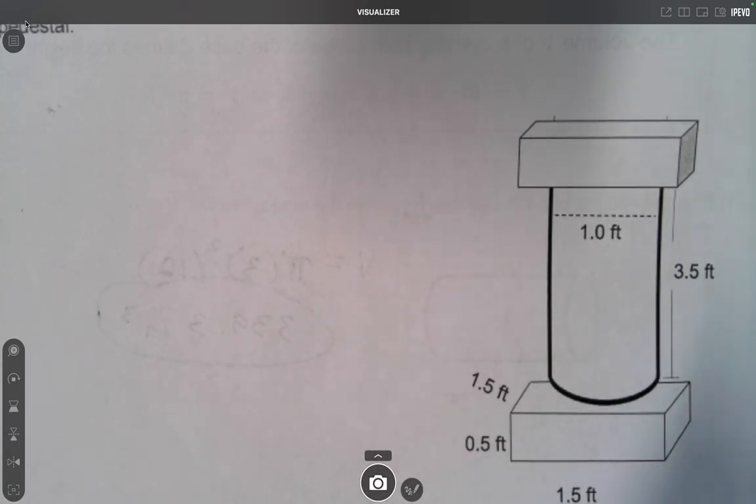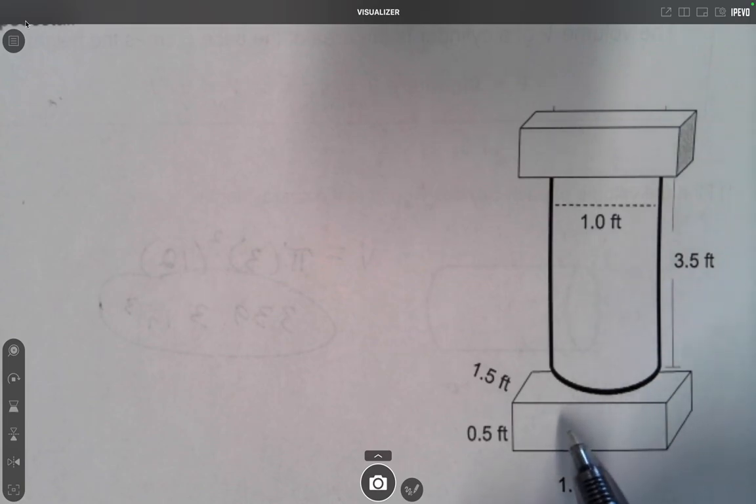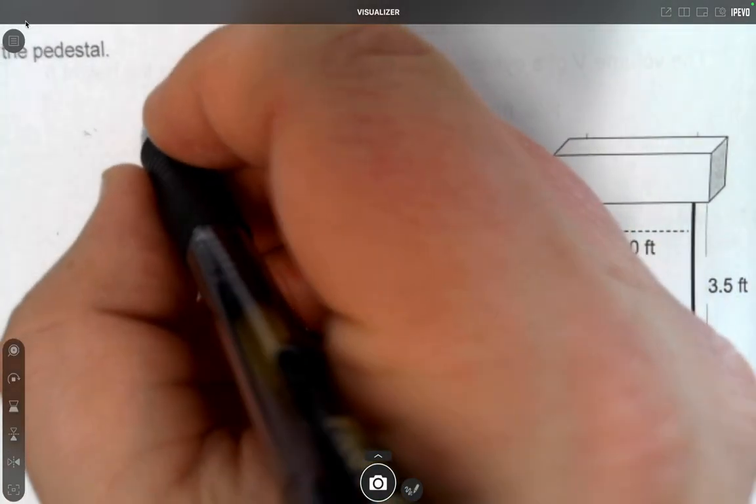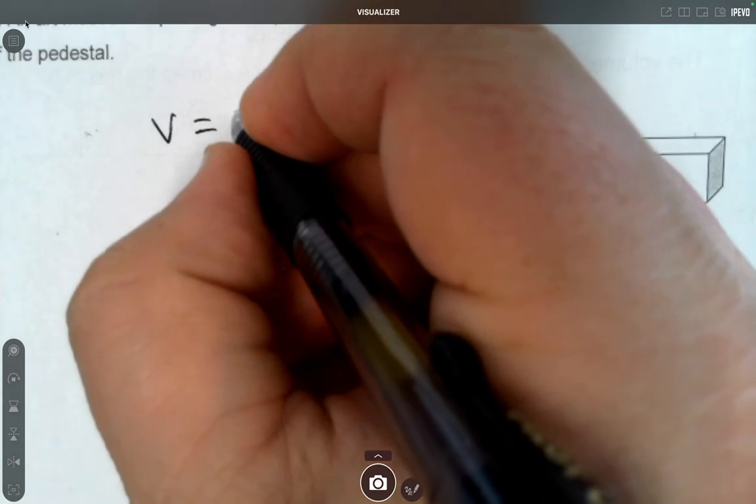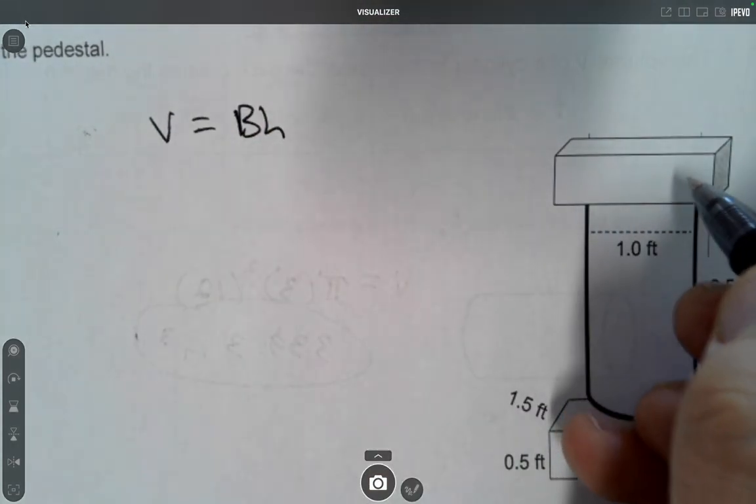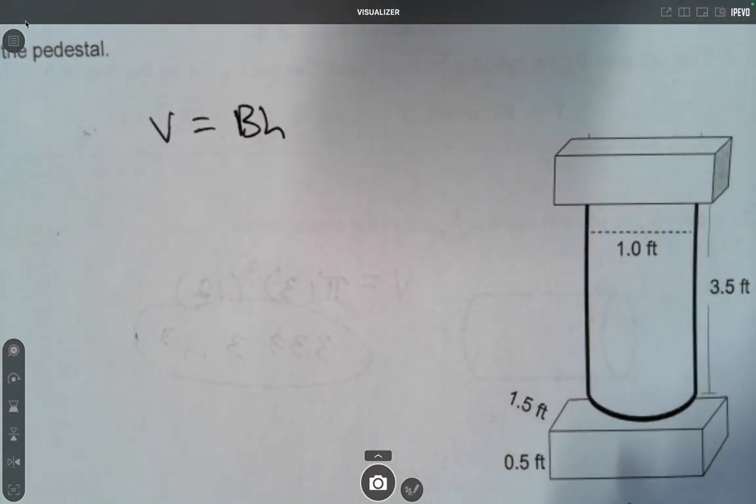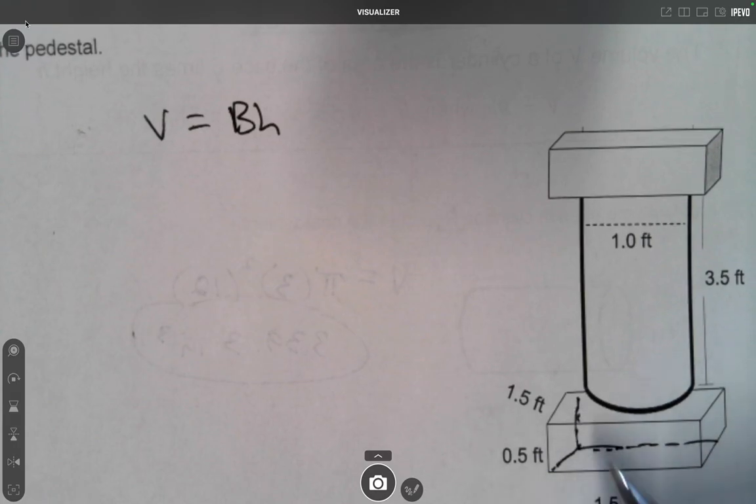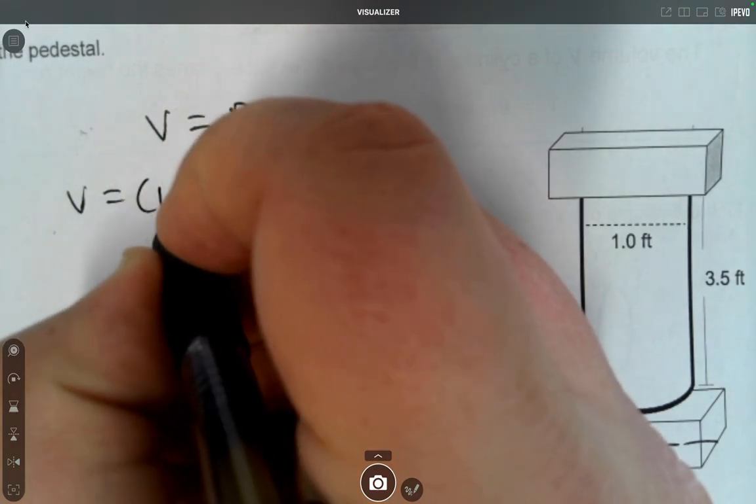But there's this rectangular base and this rectangular base are congruent. So if I find the volume of this one, I can just double it to include that one along with it. So we have to flash back to the volume of a prism for this, because this is a rectangular prism. So I'll say its base is this rectangle, which I do 1.5 times 0.5 for the length times the width.